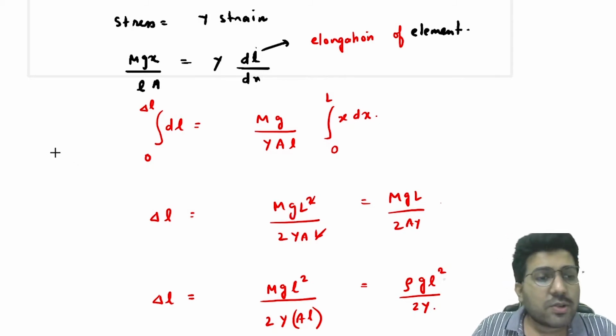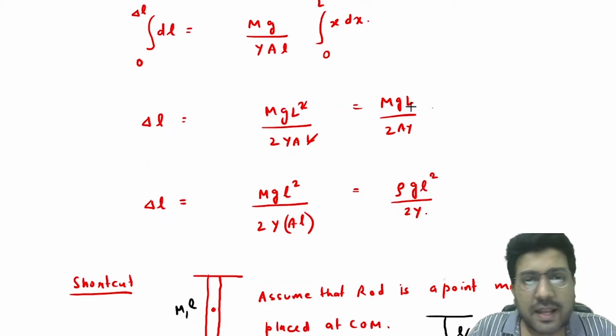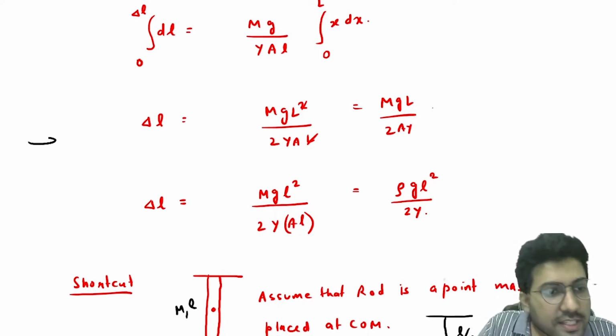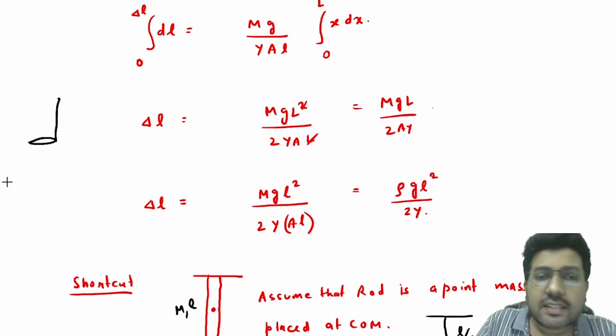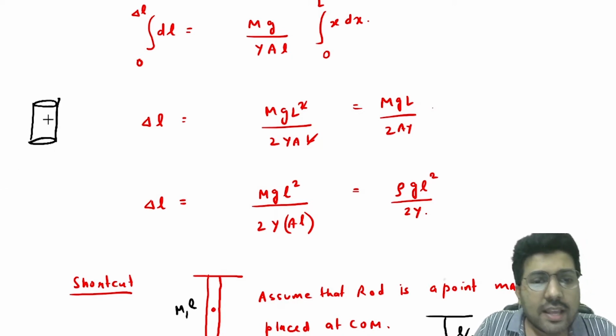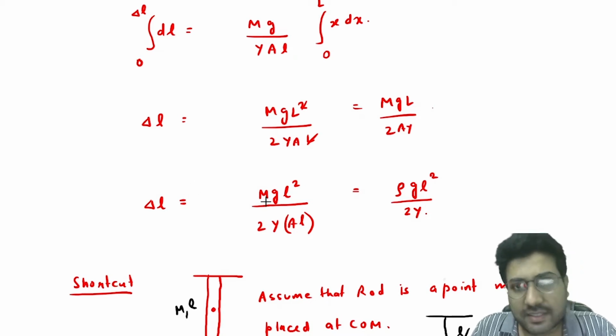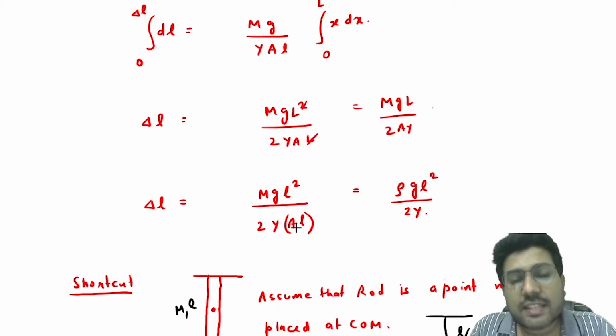Okay, what you can do here is again multiply by L and L, again multiply by L and L, in the numerator as well as the denominator. Then area multiplied by length is volume. Area of cross section multiplied by the length is the volume. So in that case you can say that mass per unit volume is what? Mass per unit volume is density.